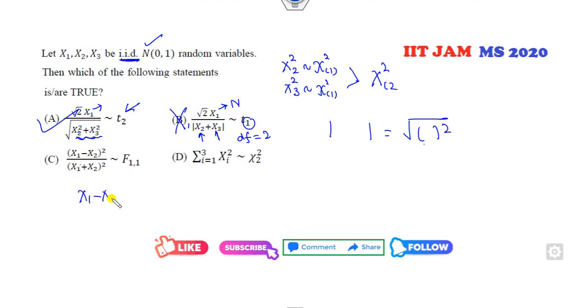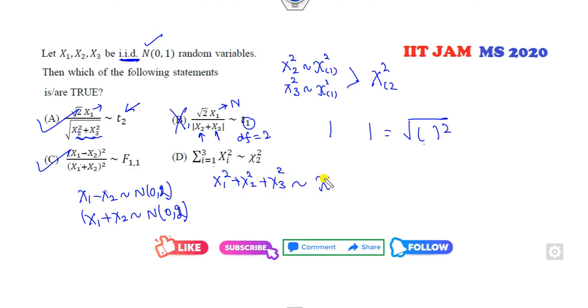x1 minus x2 follows the normal distribution of 0, 2. x1 plus x2 will follow the normal distribution of 0, 2, and you can see the square of them will follow the chi-square with degree 1. Here it is x1 square plus x2 square plus x3 square. What is that? It follows the chi-square with degree 3, but he said 2, so it is the wrong answer.